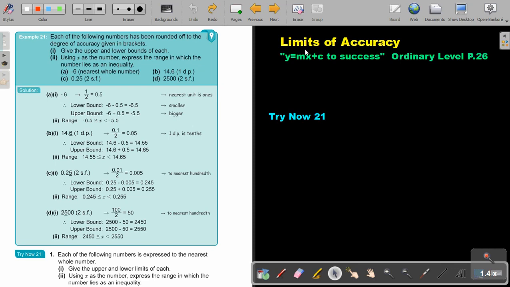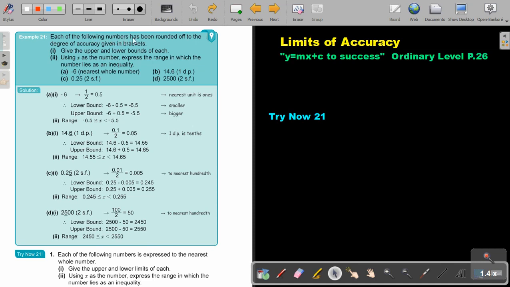In this video, we are going to continue with limits of accuracy of a single number. You will find this on page 26 in the Namibia Mathematics Ordinary Level textbook. Let's look at another example.